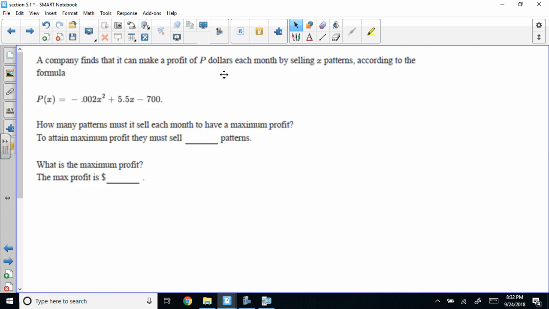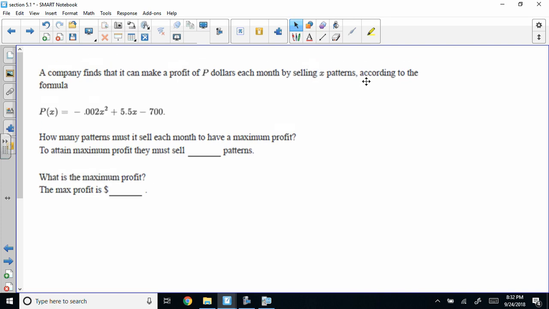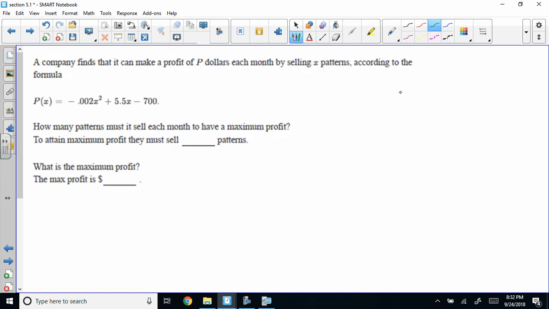A company finds that it can make a profit, P dollars, each month by selling x patterns, according to the formula P of x equals negative 0.002x squared plus 5.5x minus 700. How many patterns must it sell each month to have a maximum profit? To obtain maximum profit, they must sell blank patterns. And what is the maximum profit? Well, x is the number of patterns, right?